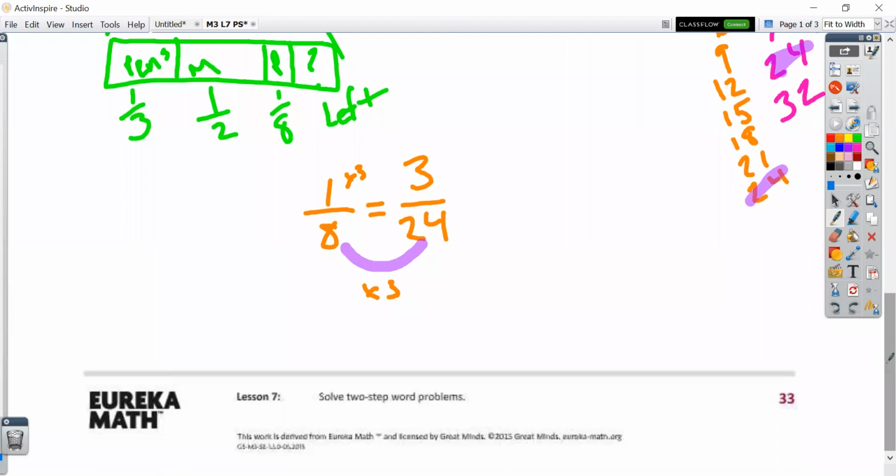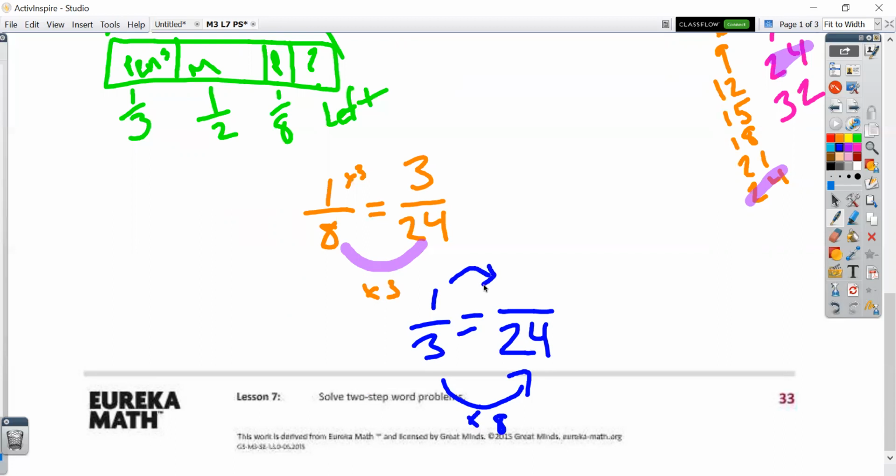Let's do the same thing for 1/3. Now 1/3, we know, again, the common unit is going to be 24ths. So what did we do to get thirds to 24ths? Well, we multiplied by 8. Whatever we do to the bottom, we want to do to the top. And 1 times 8 is going to become 8. So we have 8/24ths for 1/3.